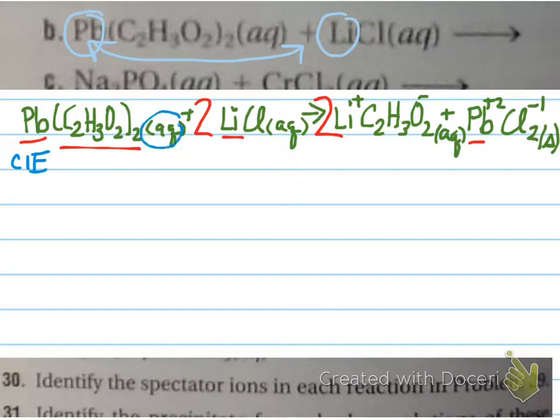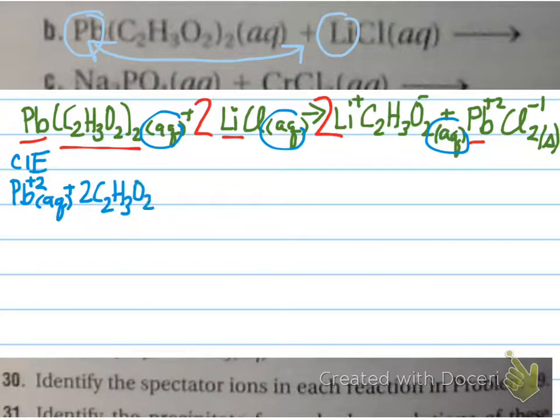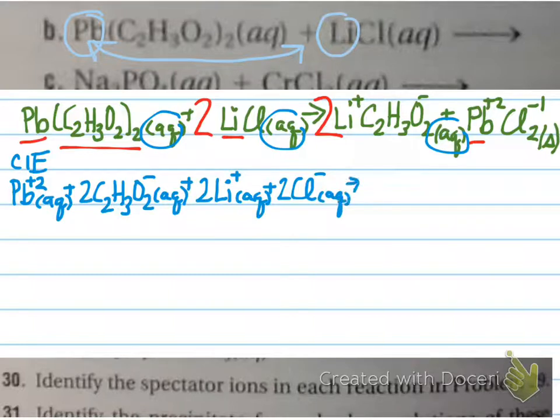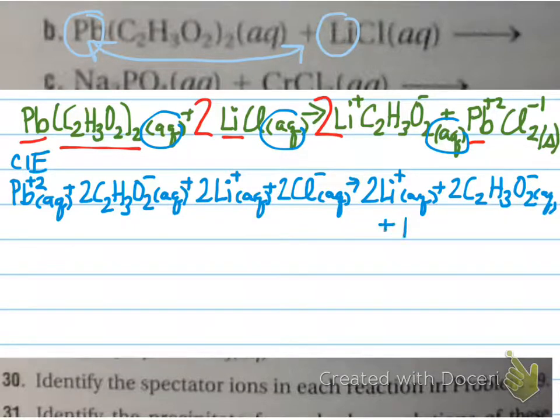And I'm going to break up everything that's aqueous. So Pb plus 2 aqueous, 2 acetates because of the subscript, and it has a -1 charge, 2 lithium ions, 2 chloride ions, 2 lithium ions, 2 acetate ions, and my lead chloride solid.